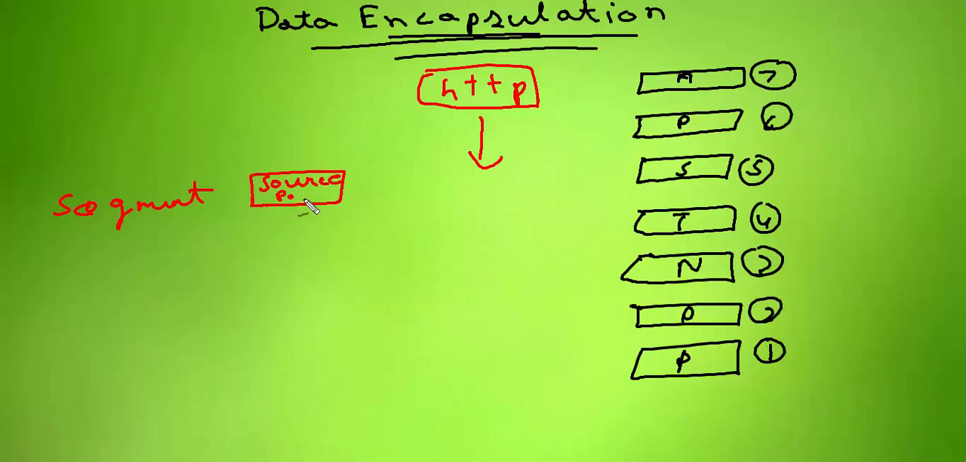source port, destination port, and the payload data, the control information. Sometimes we call it payload, or sometimes we call it data information, sorry, control information.